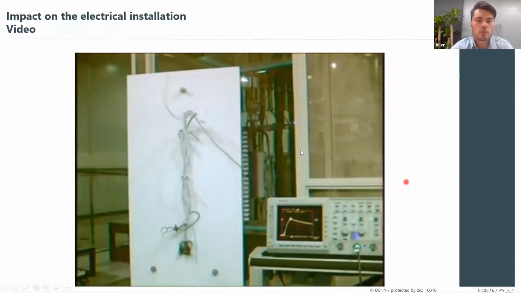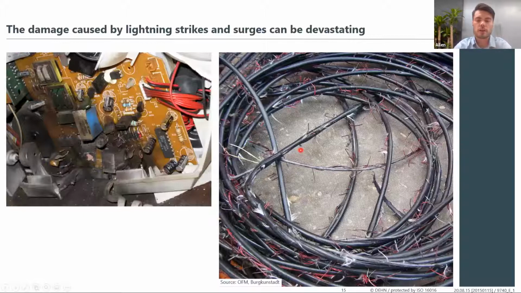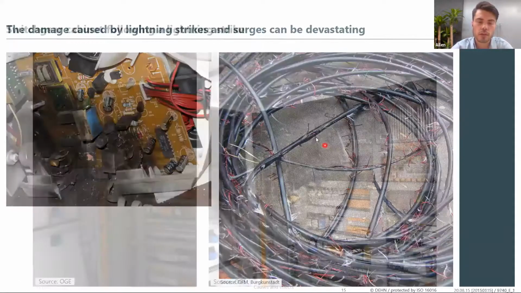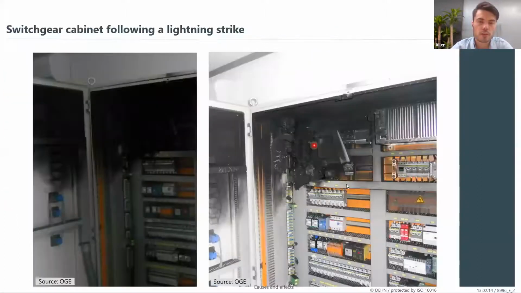This image shows some damages caused by lightning currents. As you can see, a circuit board has been fried completely on the left-hand side, and on the right-hand side, a cable was struck directly with a lightning strike, and it actually damaged the whole cable, which now needs to be replaced. We've also seen damages in switchgear cabinets, cabinets that did not have any surge protection devices. You can see that the lightning strike actually came into your electrical system and caused arcing, which caused the switchgear cabinet to catch fire.